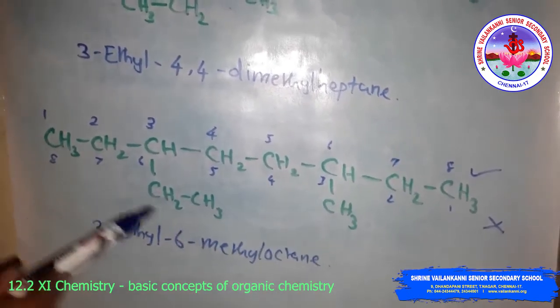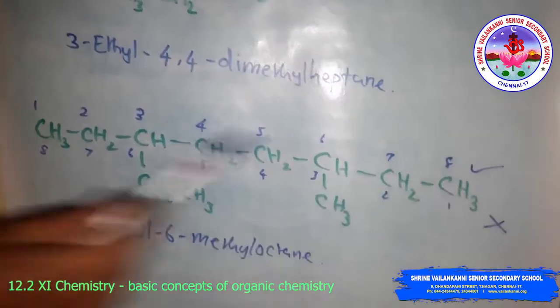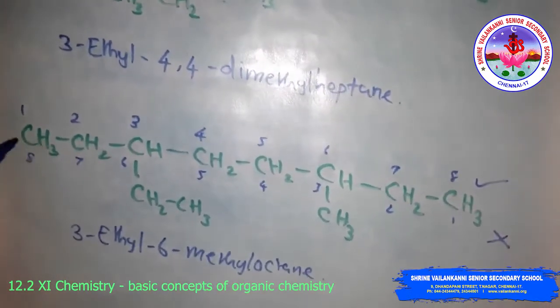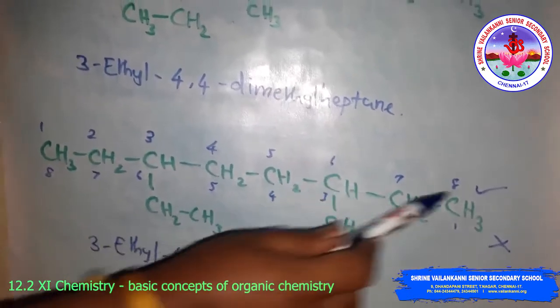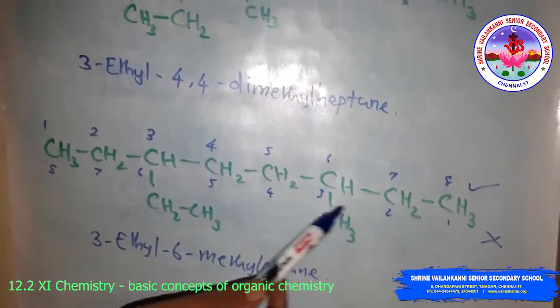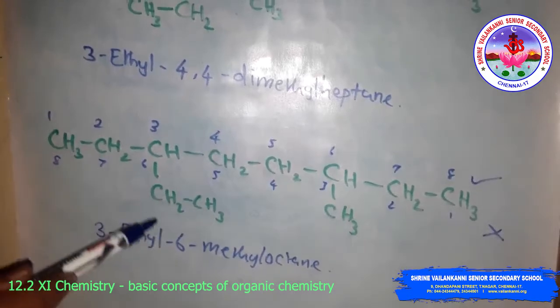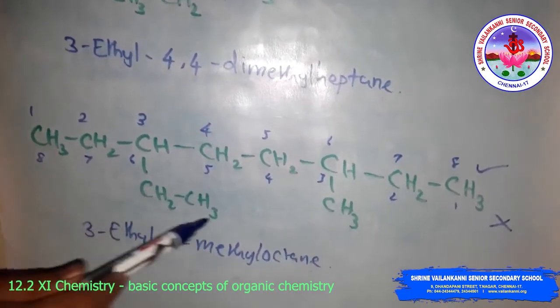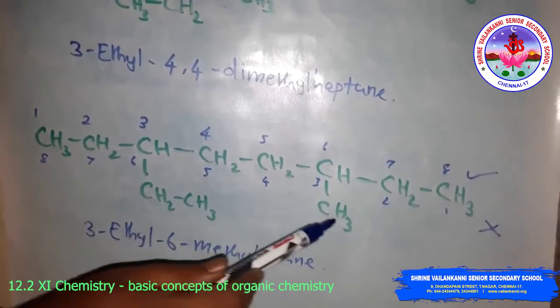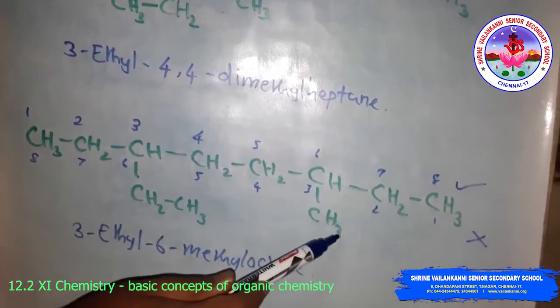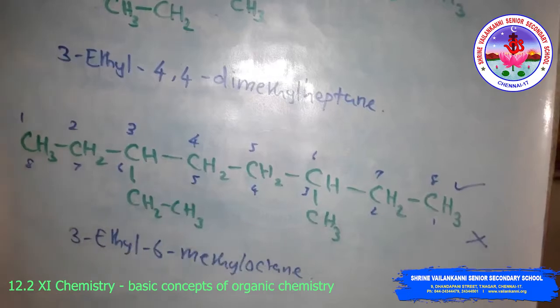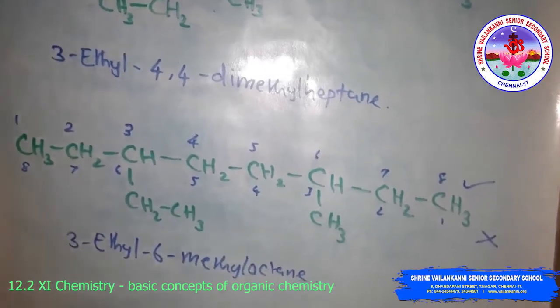Suppose the third position is on this side. You may have a doubt why this is also third position and this is also third position, from left to right and right to left. Why am I choosing this? You have to give the ethyl group preference first compared to the methyl group. If the ethyl group is present on this side, you have to give the numbering in this way.